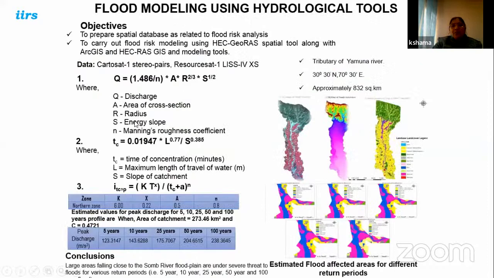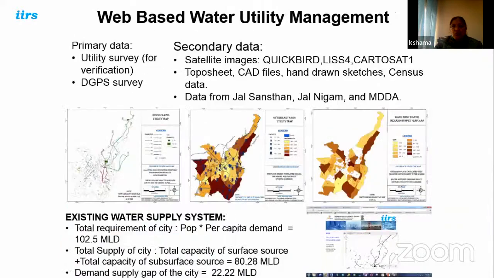Then there are some examples of flood modeling where a lot of data like slope, land use, land cover, and DEM has been taken from the satellite data, and based on different equations, it was identified what the peak discharge of this area is, and what the flood affected area is for different return periods. So all this modeling can help you do better planning of urban areas in future.